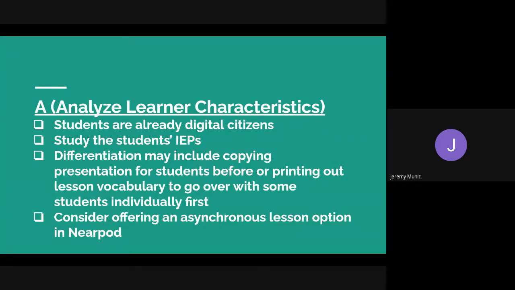So to begin, for A, we will analyze learner characteristics. So when you are preparing this assignment, we already know that the students are digital citizens. They are familiar with using the internet, but we want to take into account that some of these students might have IEPs. So we need to study those and prepare some accommodations or differentiation for them. This could include preparing a copy of the presentation beforehand or printing out some of the lesson vocabulary and going over with some of these students individually.